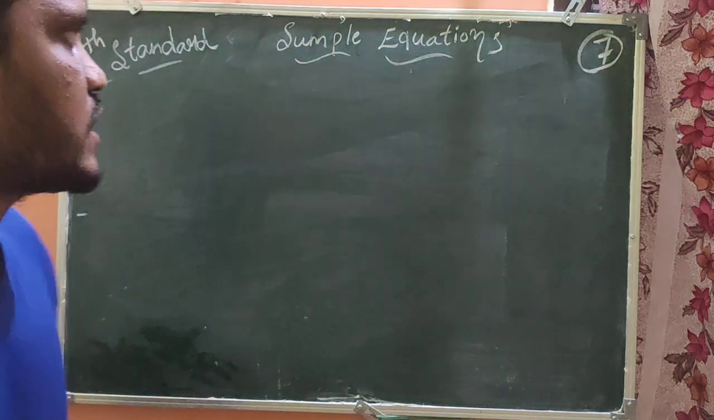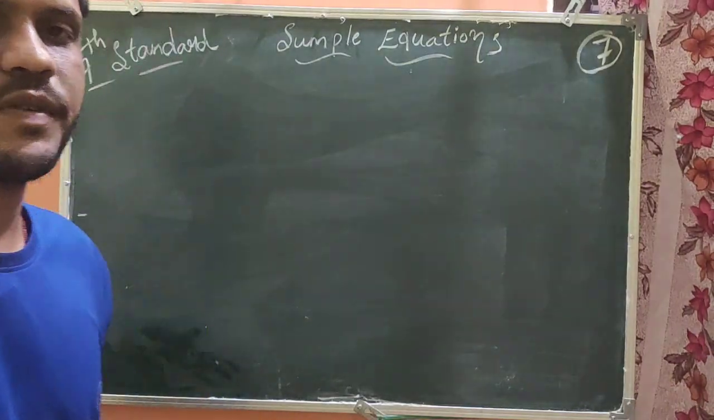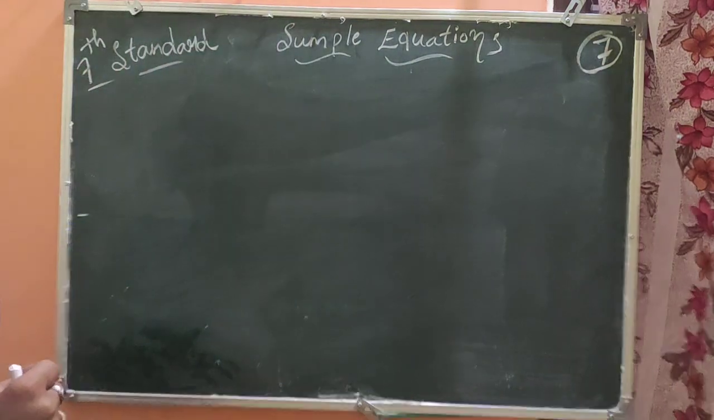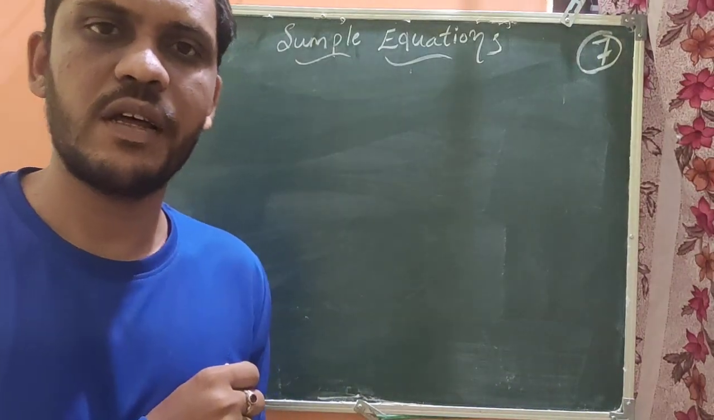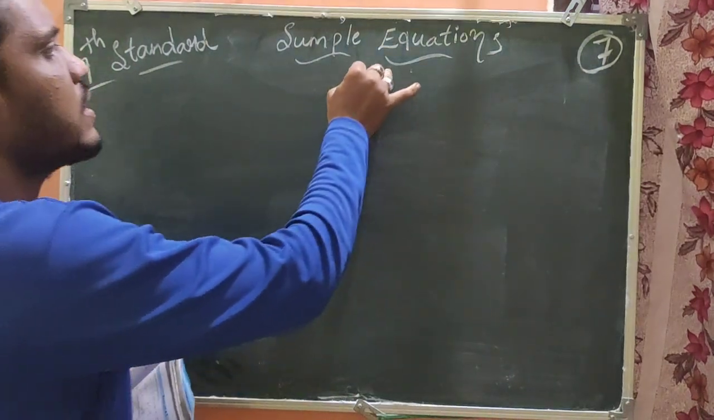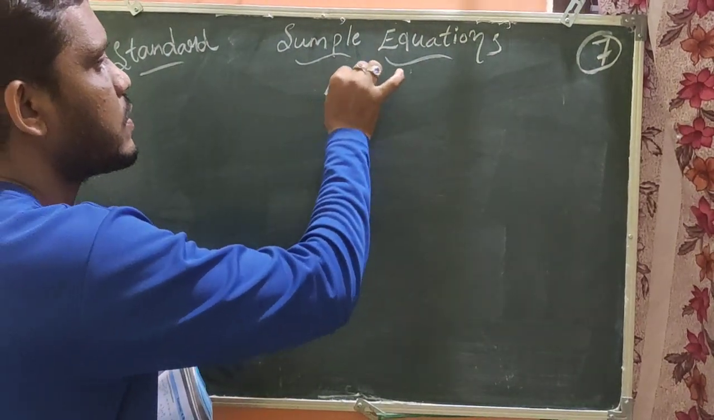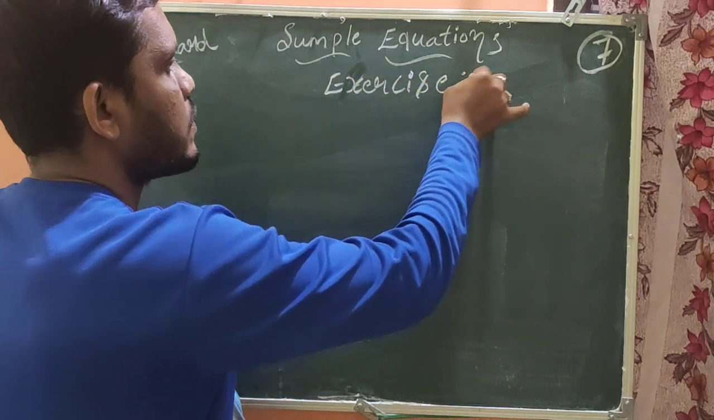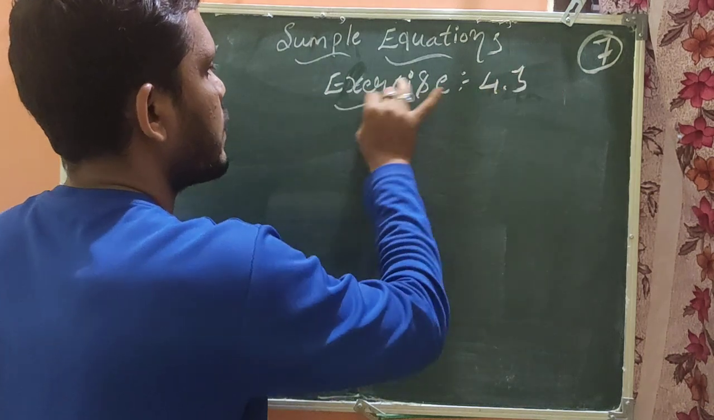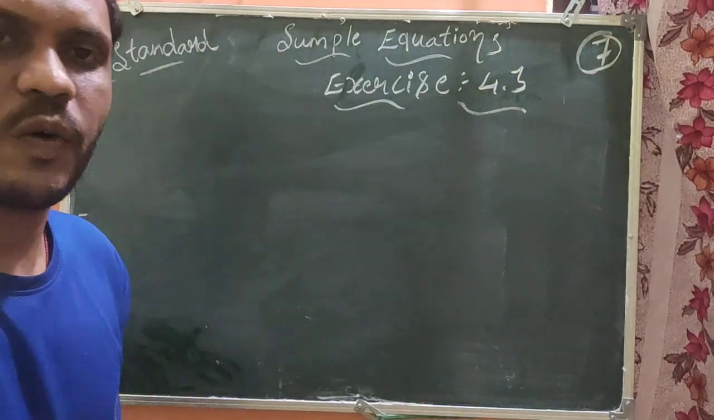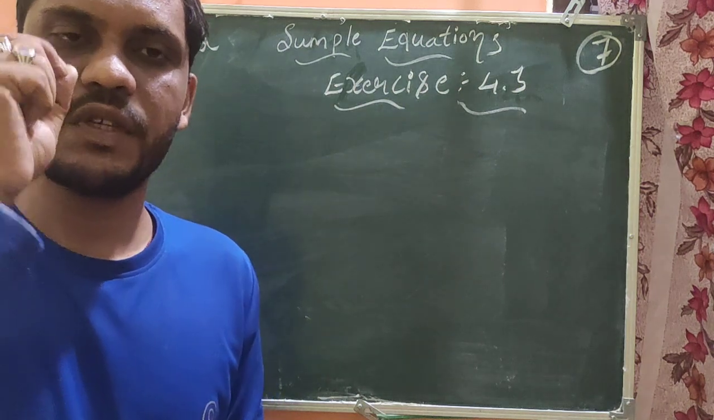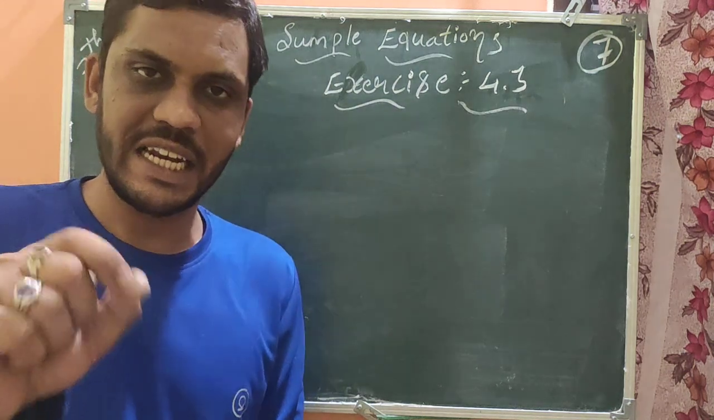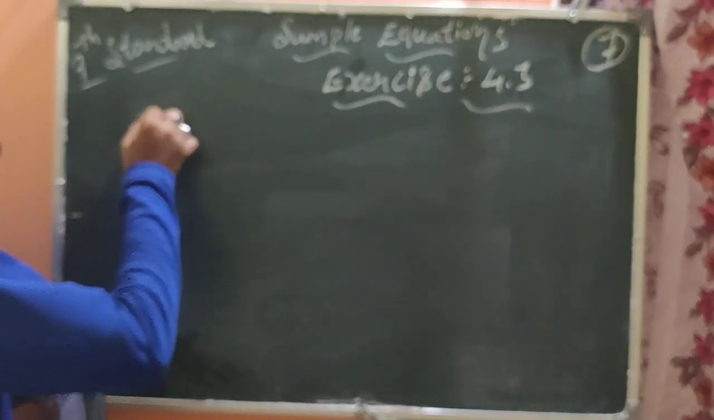Dear students, in the chapter Simple Equations of 7th standard class, in the previous class we studied how to solve the given equation by shifting method. In exercise 4.3, we studied only the first main question, that means we solved some examples of the first main question. Today we shall move on to the next one, that is the second one.